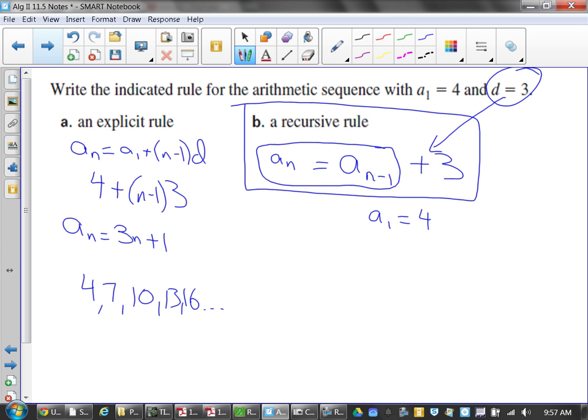I'll show you how this works because sometimes you're not given the first term. Sometimes you're given the sequence, and you've got to figure out the first term to go there. Wait, so why don't you just write plus 2? There is no a sub n, because it's always talking about the term before it. Okay. Let me show you this.